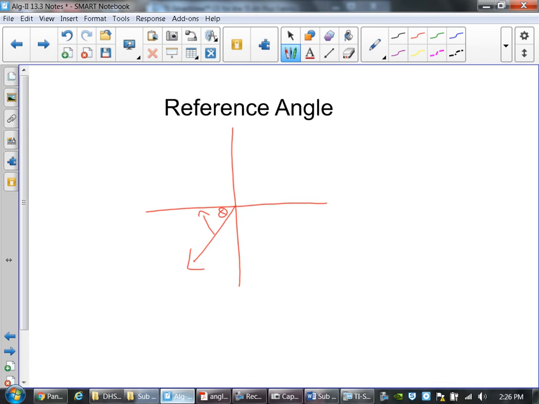I'm just showing that theta is placed there. So the reference angle will always be less than 90? Yep, good point on that one. And remember, anything in quadrant 1 is a reference angle. Quadrantals aren't reference angles. Quadrantals are quadrantal angles. They're fancier.